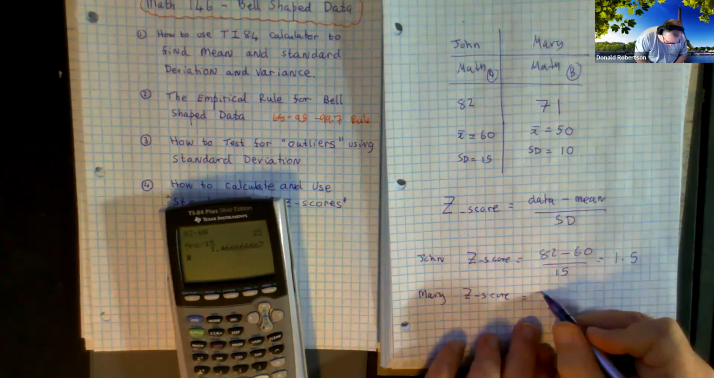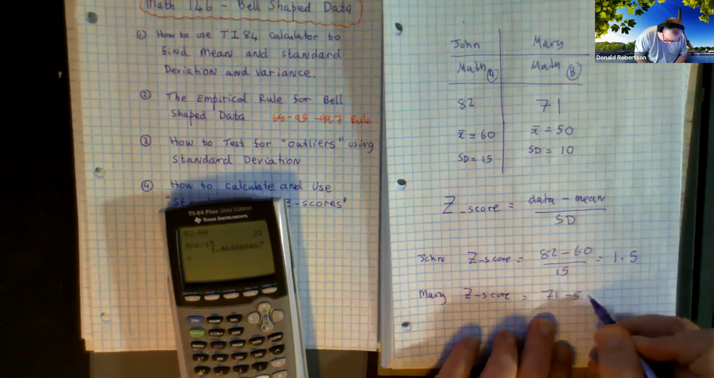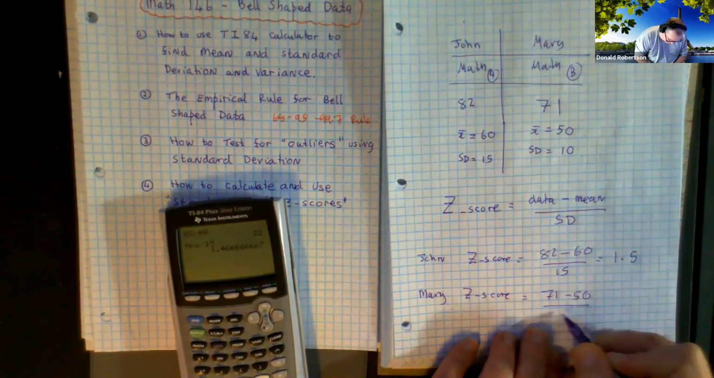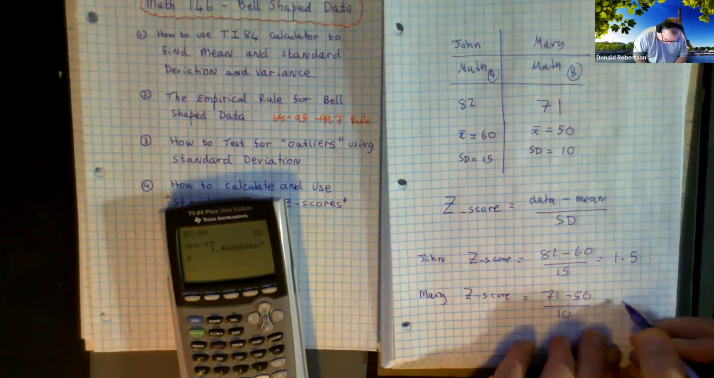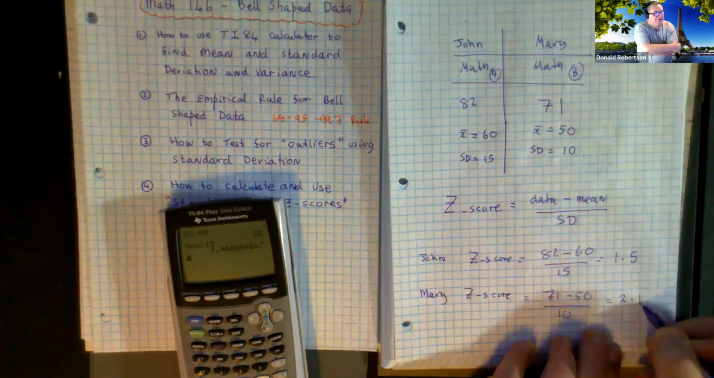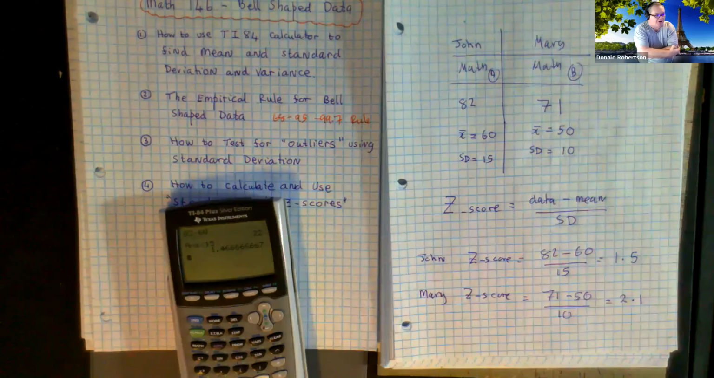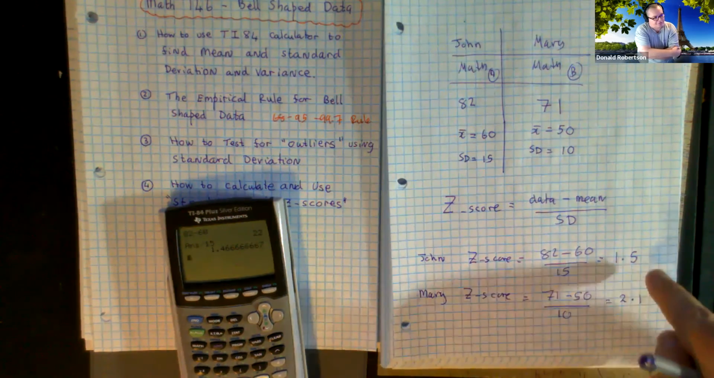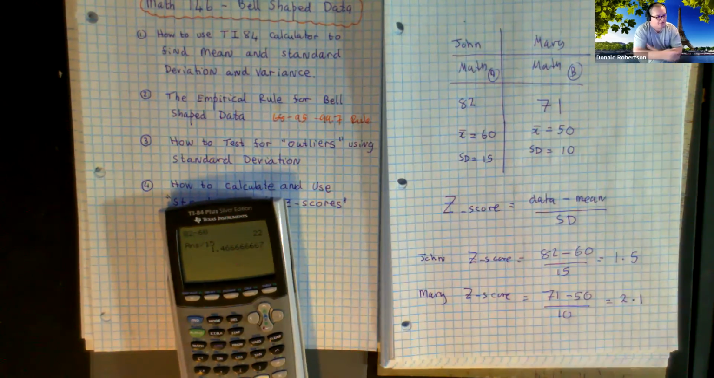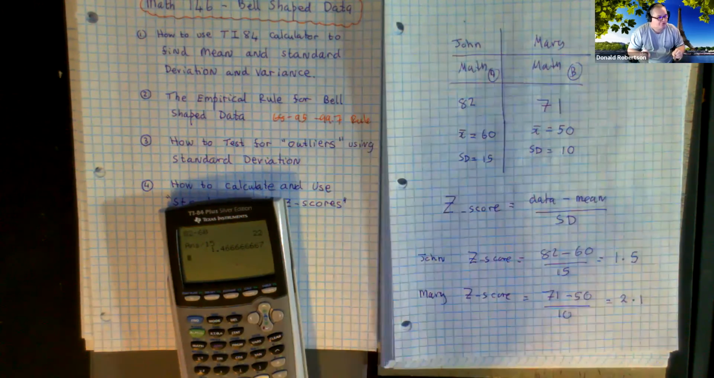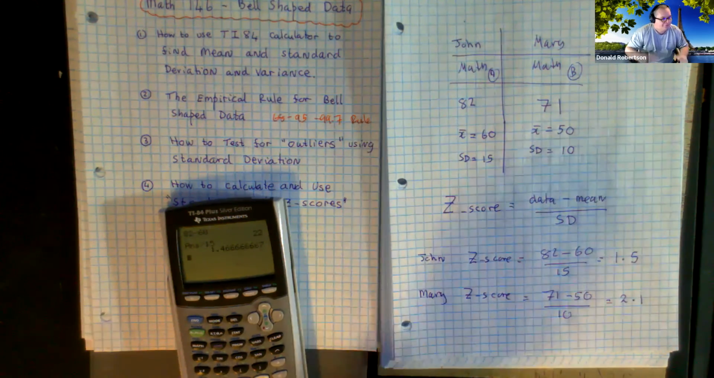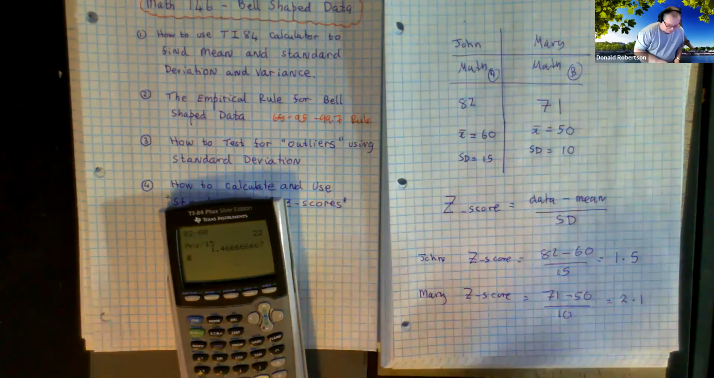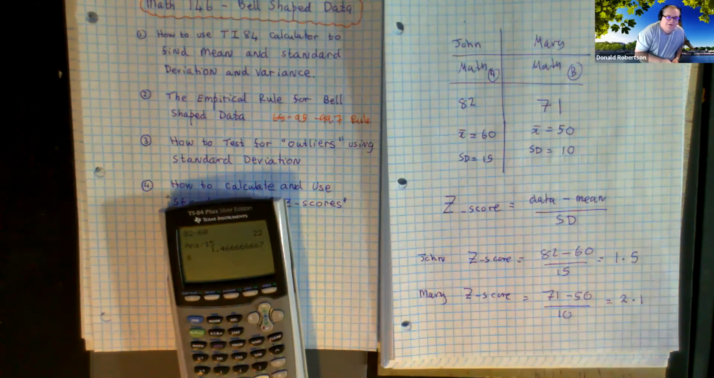Well, she got 71, take away 50, and divide it by 10. Isn't it harder for Mary to get the score she got in her class? Her z-score is bigger than the other one. And do you see that's a much fairer way of comparing two dissimilar scores from two different distributions? It's called the standardized z-score.